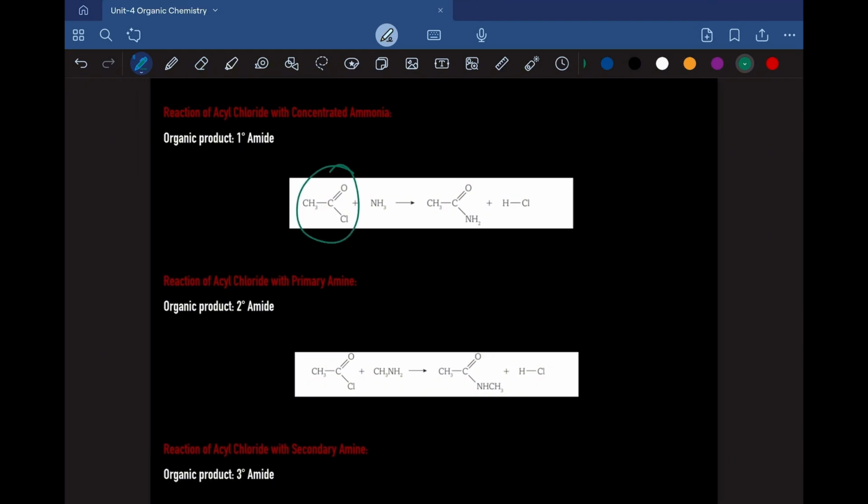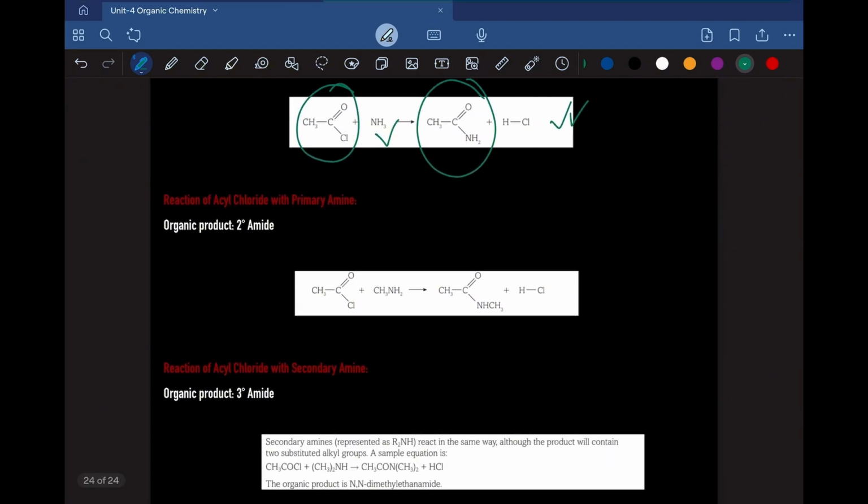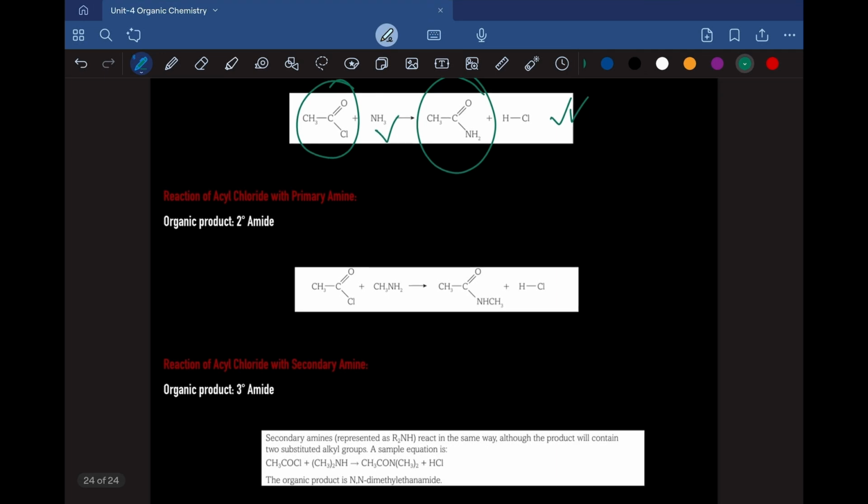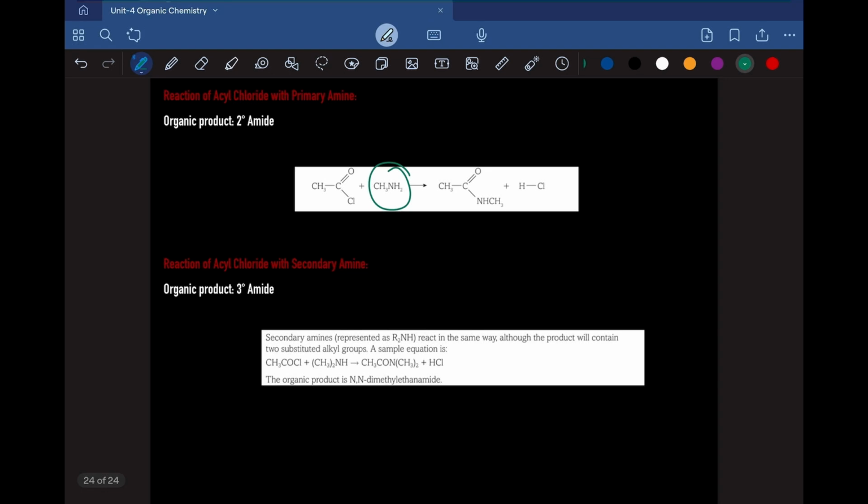When we react acyl chloride with ammonia, it produces a 1-degree amide and HCl. And when we react acyl chloride with a primary amine rather than concentrated ammonia, it will form a 2-degree amide, because there are two methyl groups right here. So it has produced a 2-degree amide.